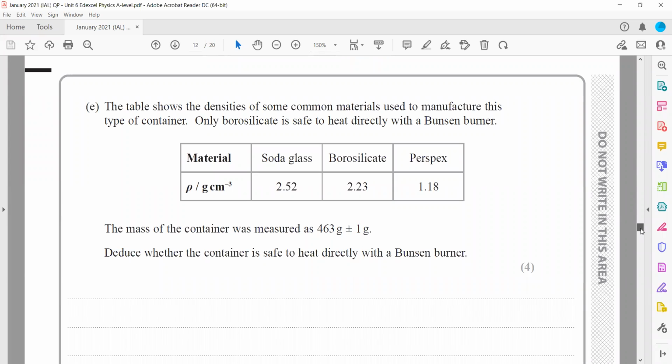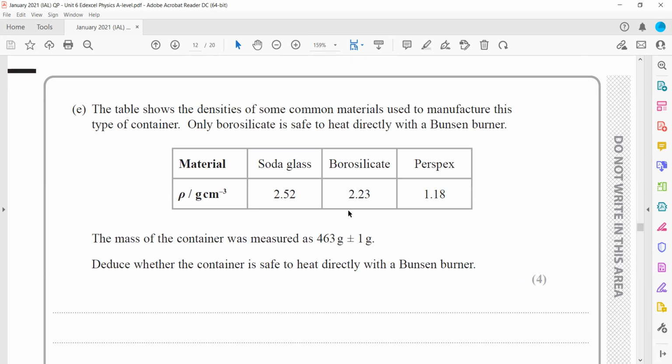The table shows some common materials used to manufacture containers. Only borosilicate is safe to heat directly in a Bunsen burner. The density and the mass are given. Deduce whether the container is safe to heat directly with a Bunsen burner. We have the densities of different materials, the mass of a material is given, and the volume we determine. So mass divided by volume will give the density. So density is mass over volume. And after getting the density, we will determine the uncertainty in the density.